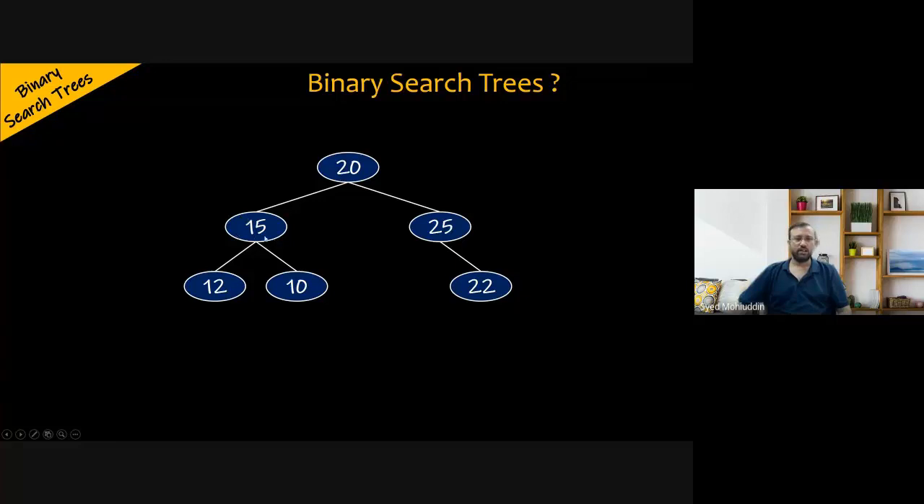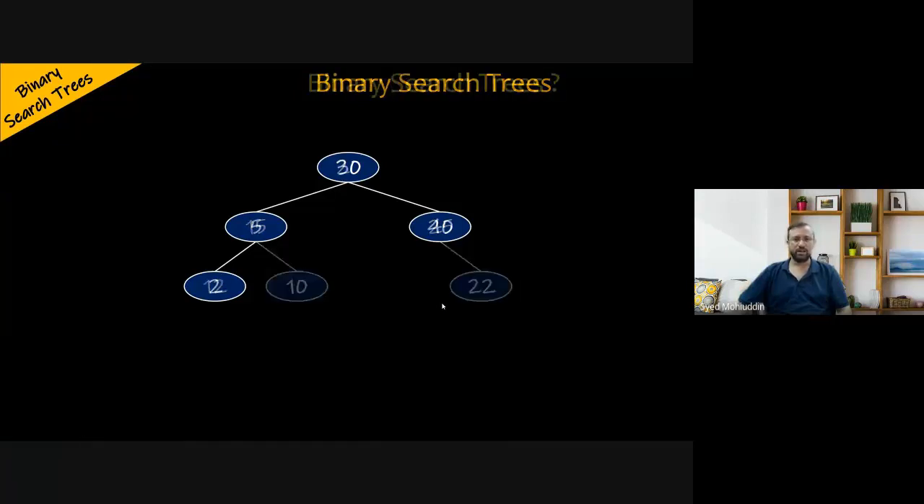So when we look at node 15, node 12 is less than node 15, so it's fine, this property is met. But node 10 is less than 15 and yet is placed on the right, which cannot be. As well, in the case of node 25 and node 22, 22 is the right child of node 25. So this does not satisfy the property of a binary search tree. So this tree, though it's a binary tree, is not a binary search tree.